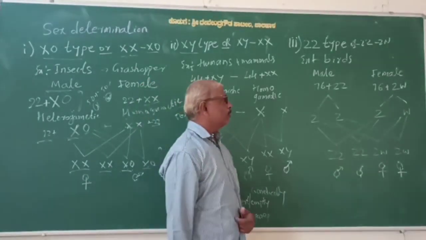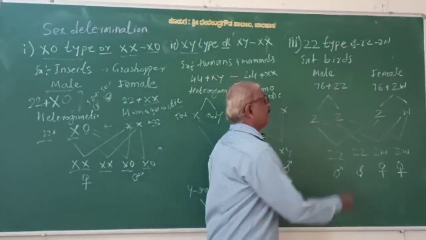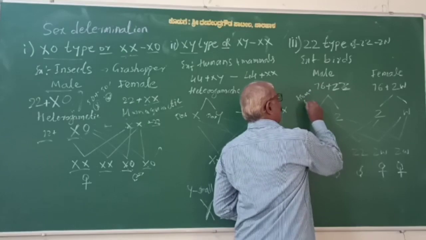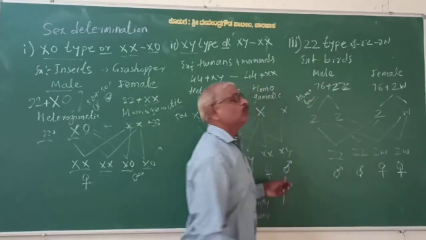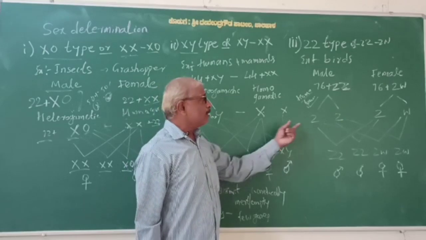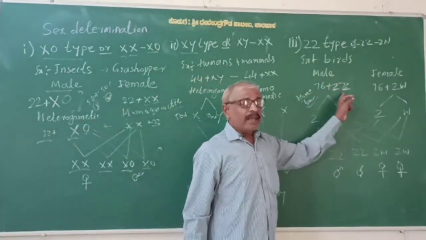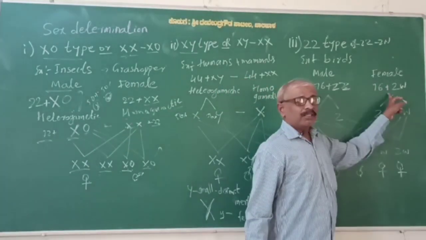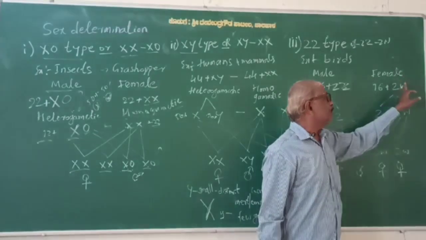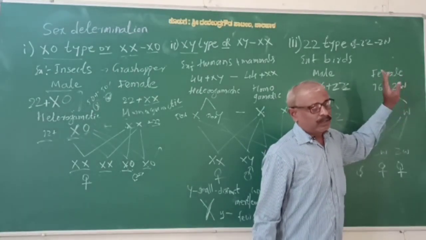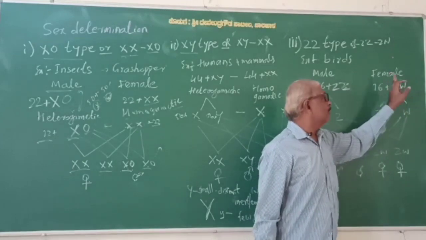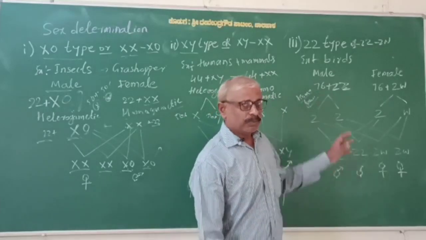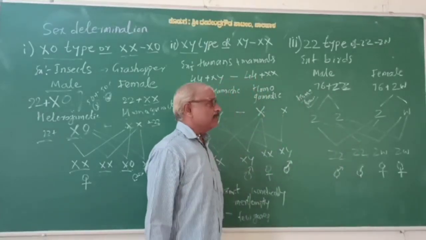So the male is going to produce 76 plus ZZ. See here, the male is homogametic. It is exactly opposite to human beings. The male carries the same kind of chromosomes, ZZ, but the female carries 50% with Z and another 50% with W. That egg carries 50% Z and 50% W chromosomes. That is in birds, especially chicken, the example given in our textbook.